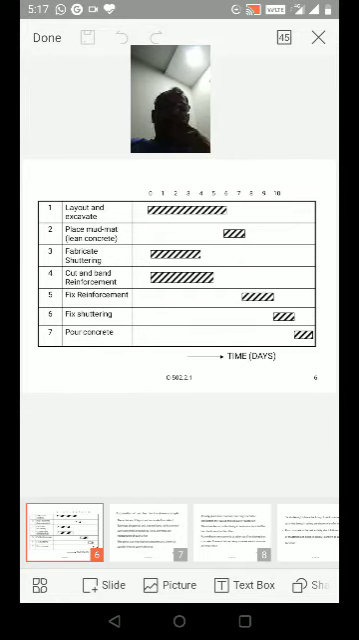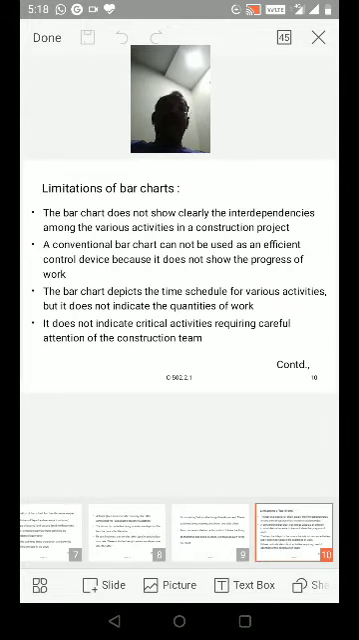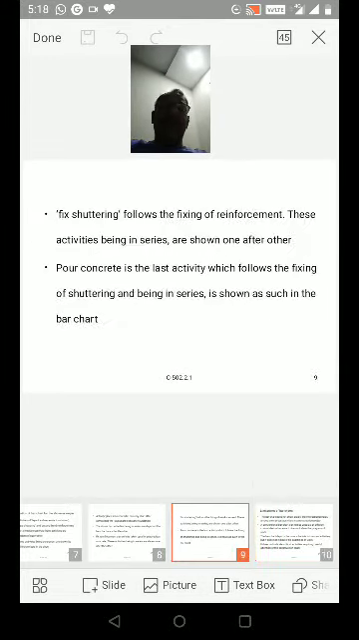So after fixing reinforcement only you can fix shuttering. After fixing shuttering only you can pour concrete. Pour concrete is the last activity which follows the fixing of shuttering and, being in series, is shown as such in the bar chart. Independent activities can be done parallelly, whereas dependent activities can only follow in series, one after the other.